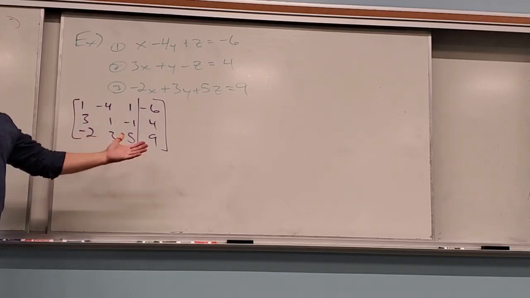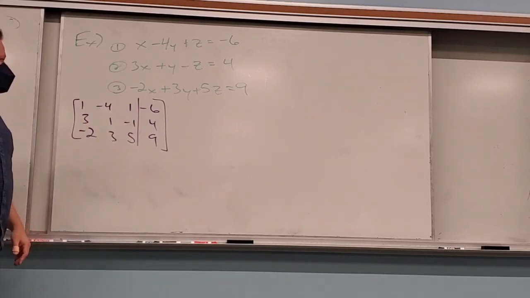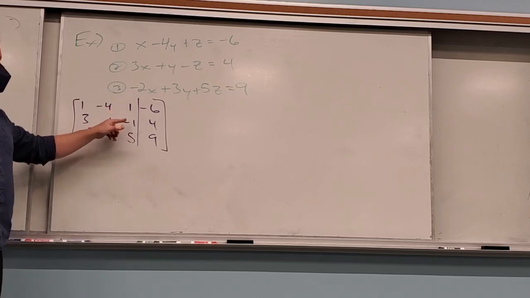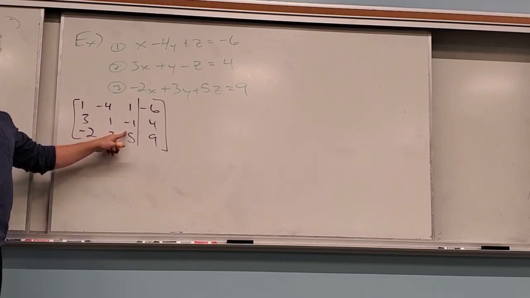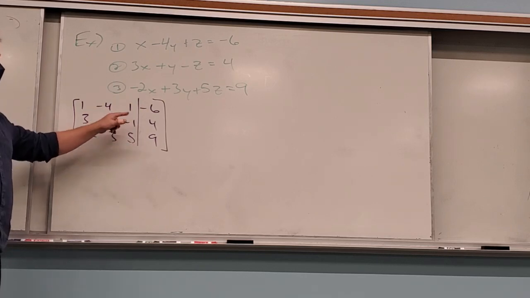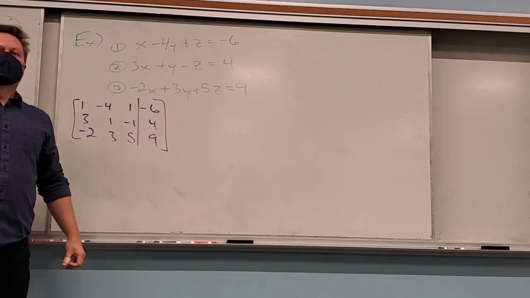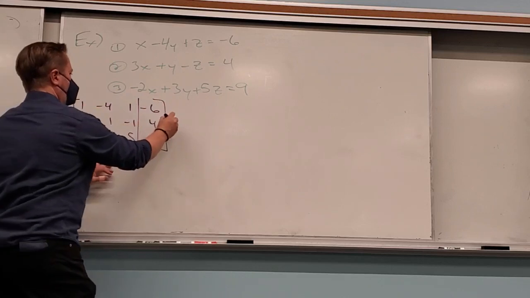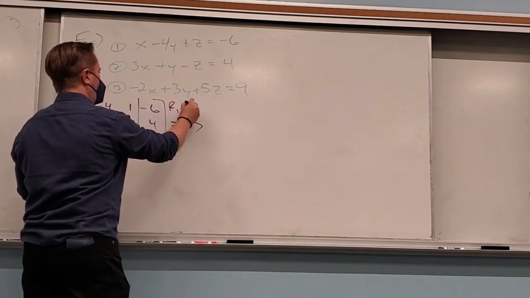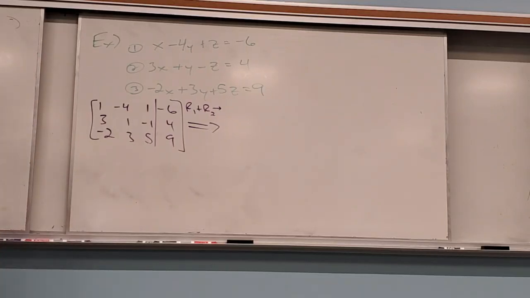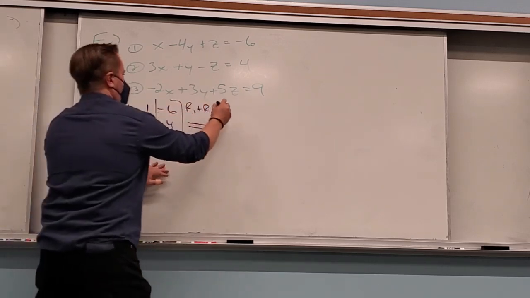So which column, one, two, or three, do you want to start with? It doesn't matter. The third one? Yeah, why do you want to start there? These cancel immediately, right? Okay, I love it. So how do you make these cancel? What do I have to do to make them cancel? Yeah, exactly. So I'm going to add row one and row two. Where do I want to put the answer? It sort of doesn't matter, but we have to pick a place to put the answer. Sure. All right, let's put the answer in row one. I love it.